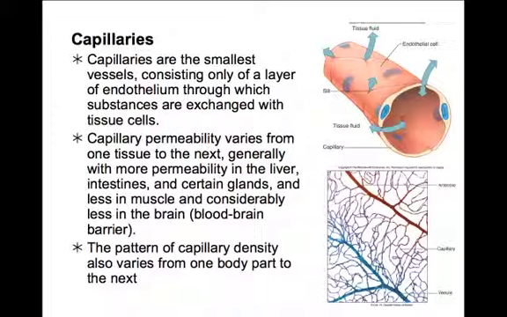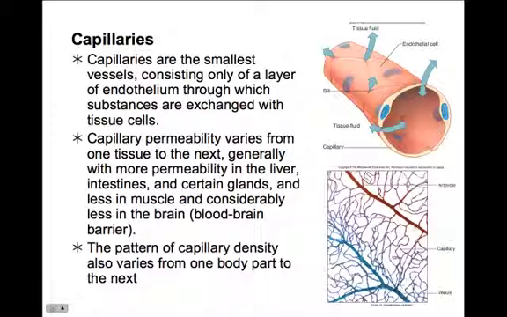Generally, more permeability will be found in the liver, the intestines, and certain glands. There'll be less capillary permeability in the muscle and considerably less in the brain because of the blood-brain barrier preventing movement of substances out of the vessels. Shortly, we'll look at the sorts of substances that are passed through the capillary walls. The pattern of capillary density also varies from one body part to the next.